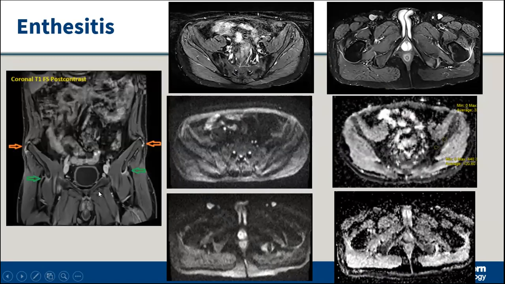Now, if you look at contrast imaging, which we do as 3D imaging in these cases from L1 to lesser trochanters to cover all the areas, you can see these areas of enthesitis. So again, these can be monitored, and over treatment, you can do the ADC values before and after.